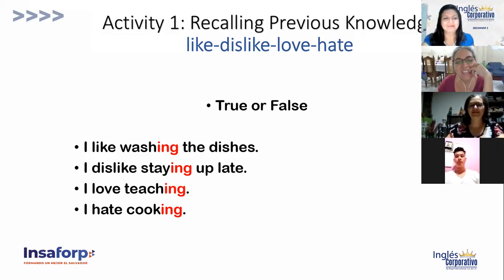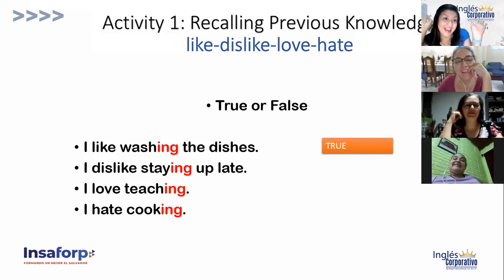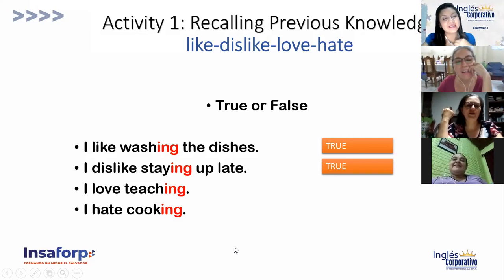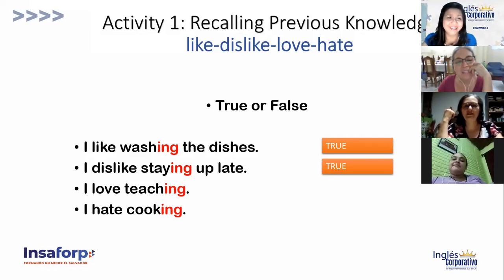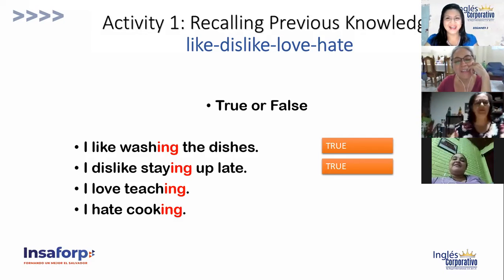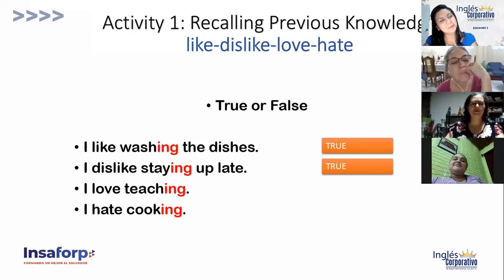Okay, let's check. I like washing the dishes. That is true. Many people don't like it, but I like it. I find it relaxing. The second one, I dislike staying up late. That's true. I don't like going to bed very late. So teaching at night is like a sacrifice that I make. But I like going to bed early, at 9 p.m. or 8:30 if it's possible.